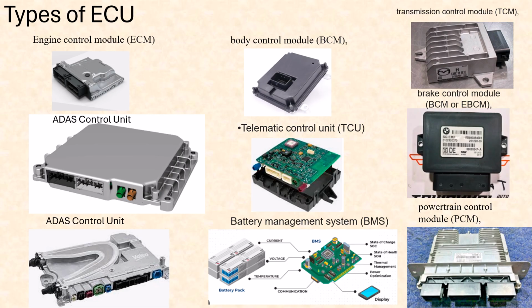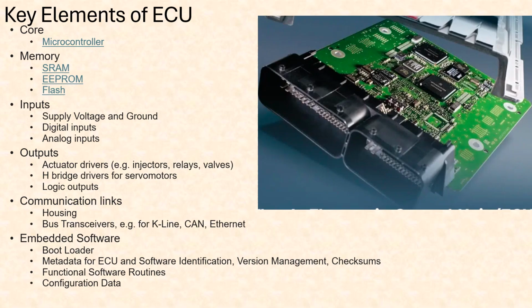Now let's see what exactly is comprised in an electronic control unit. What is an electronic control unit comprised of? First, it is comprised of a core microcontroller, next memory: SRAM, EEPROM, flash. I think everybody knows what is flash memory.